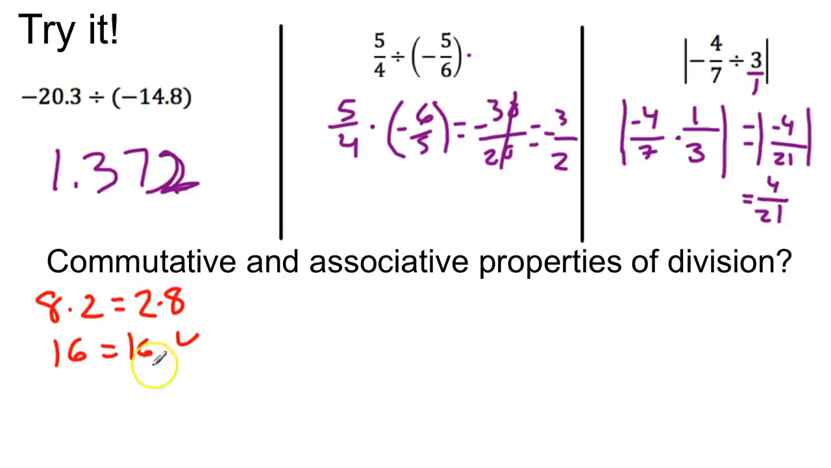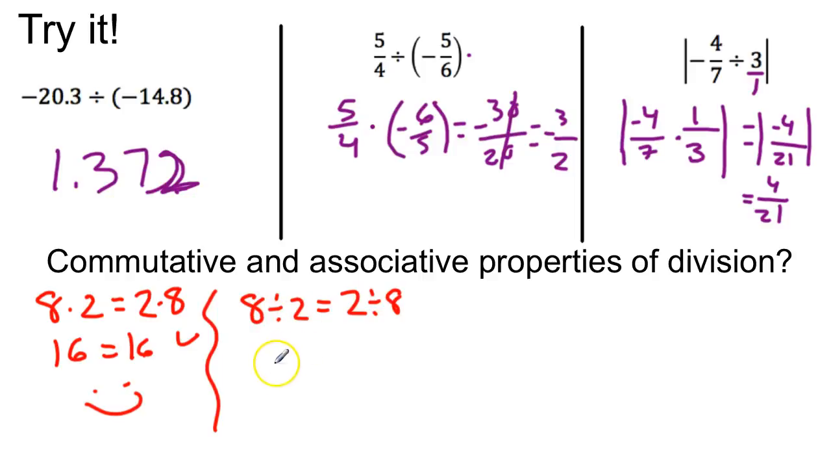equals 16. That's good. I do a little happy face. So let's see, if I do division, will it be the same? So I can do 8 divided by 2. Does that equal 2 divided by 8? So 8 divided by 2 is going to be 4. 2 divided by 8, that is going to be 1/4. So these are not equal. This is sad. No, this does not work.